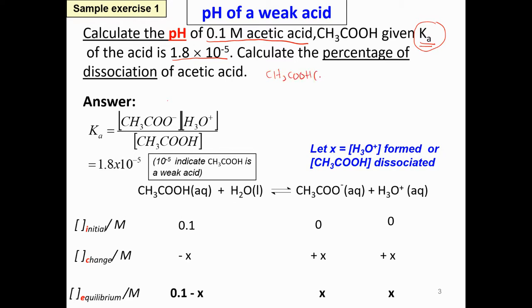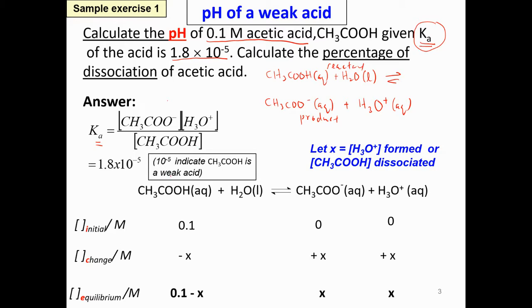CH3COOH, plus H2O, then we will get CH3COO. Remember, acid donates a proton, then the other one accepts a proton, the base. So this is the product, this is the reactant. So we substitute into the acid dissociation constant, product over reactant.